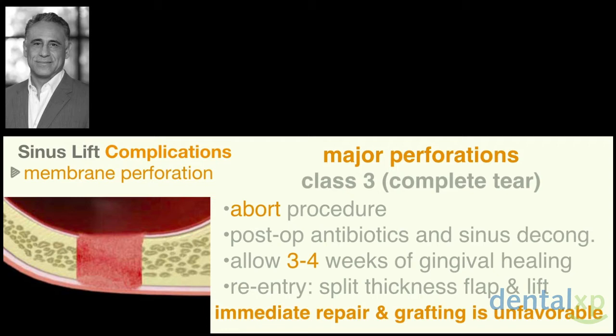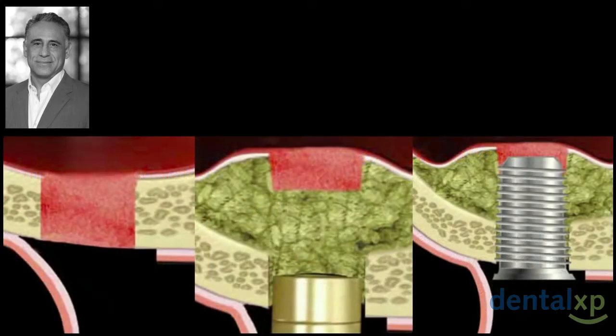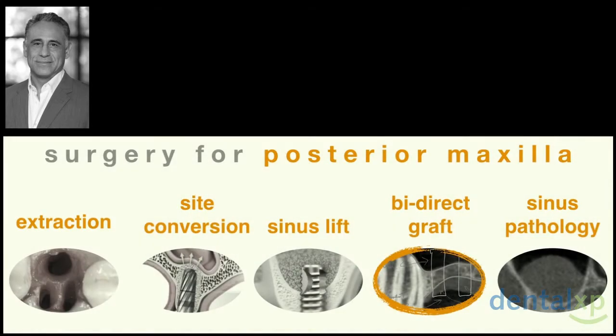So abort, antibiotics, let it heal for about 3 to 4 weeks, and then upon re-entry, we do want to do a split thickness flap and push that tissue up. As I said, immediate repair and grafting is unfavorable. So essentially, you come back in about 4 to 6 weeks later, we have a soft tissue that can be elevated, and essentially it becomes the new roof of the sinus, and the procedure can be completed successfully at that point.